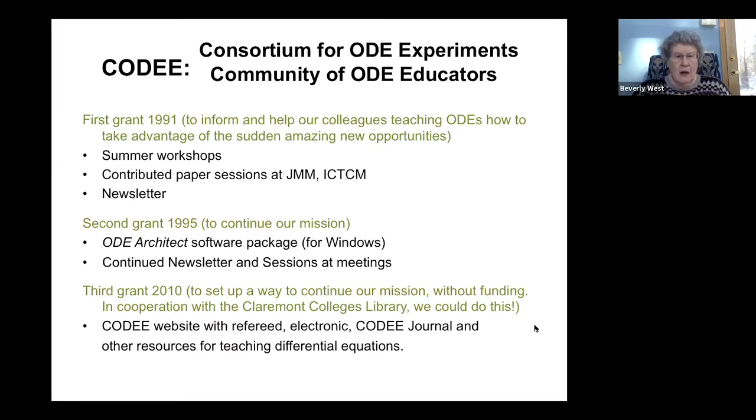And we had a newsletter three times a year, spring, fall, and summer. We were able to get a second grant to continue that mission with the same seven institutions participating. And we continued the newsletter and the sessions at meetings, and we made a hugely successful ODE Architect software package. It was just for Windows, unfortunately, but it won the distinction of being named by Forbes magazine as one of the 9 best digital projects on the planet in December 1998.